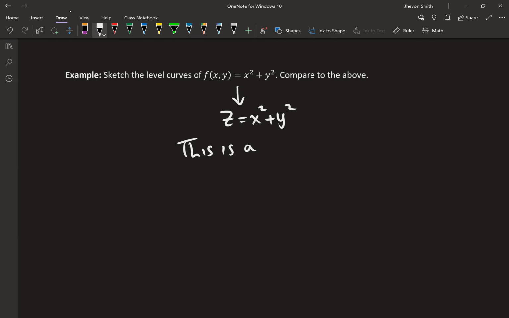Remember the name? Well, I wouldn't really call it an elliptic paraboloid because it has the same values for x and y. Technically, it would be sort of a circular paraboloid, although you don't have to identify that circular paraboloid.